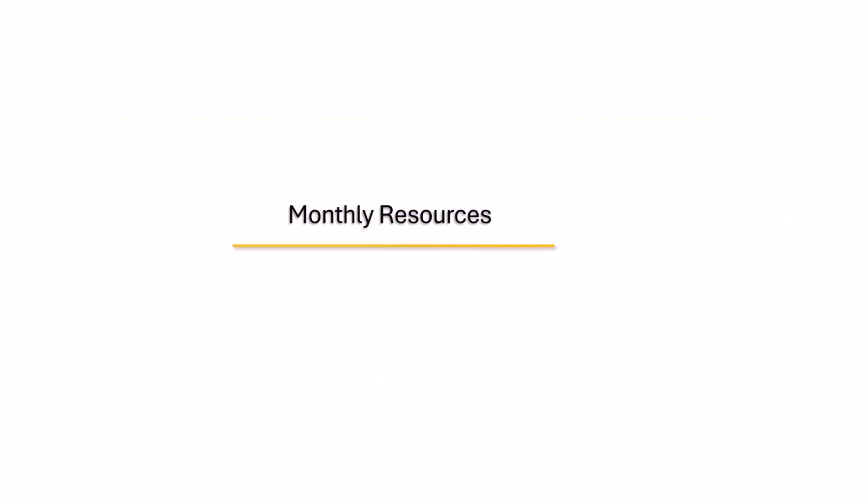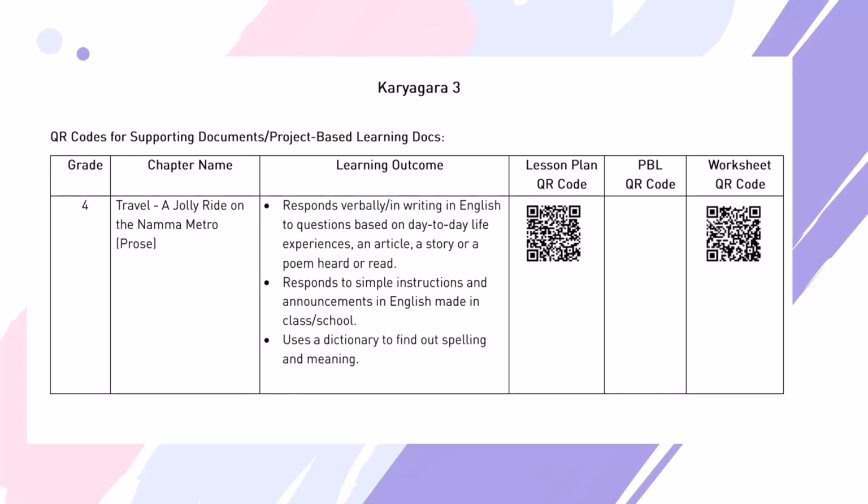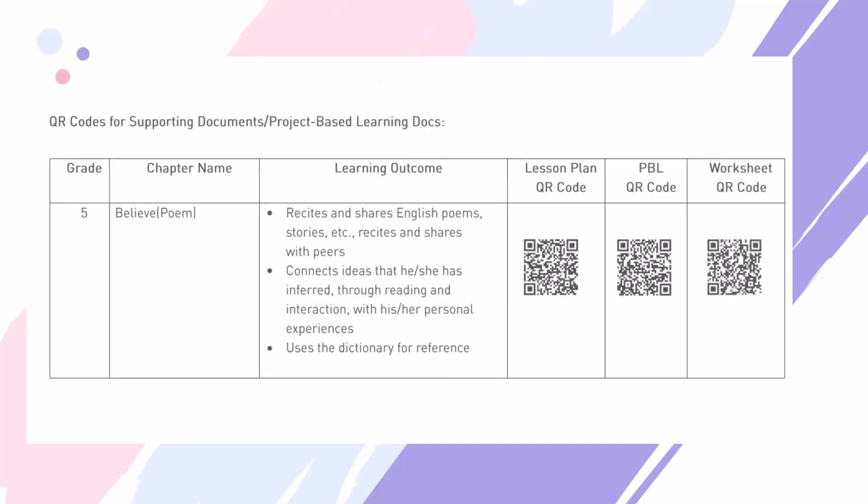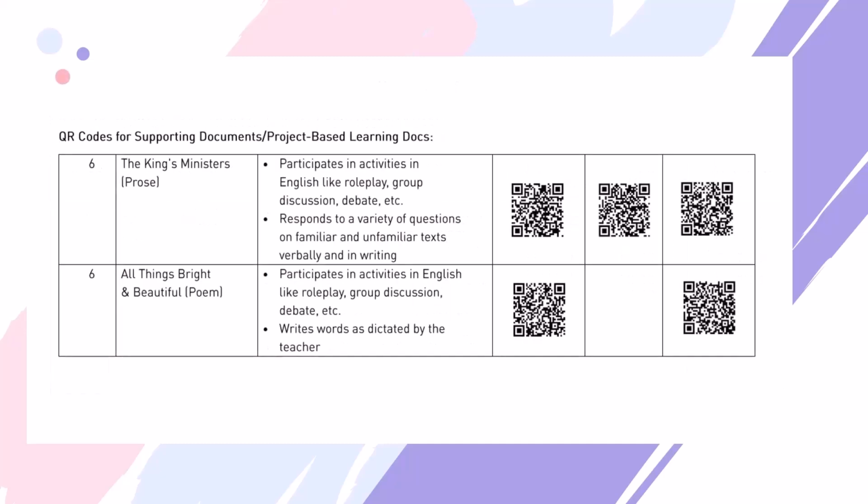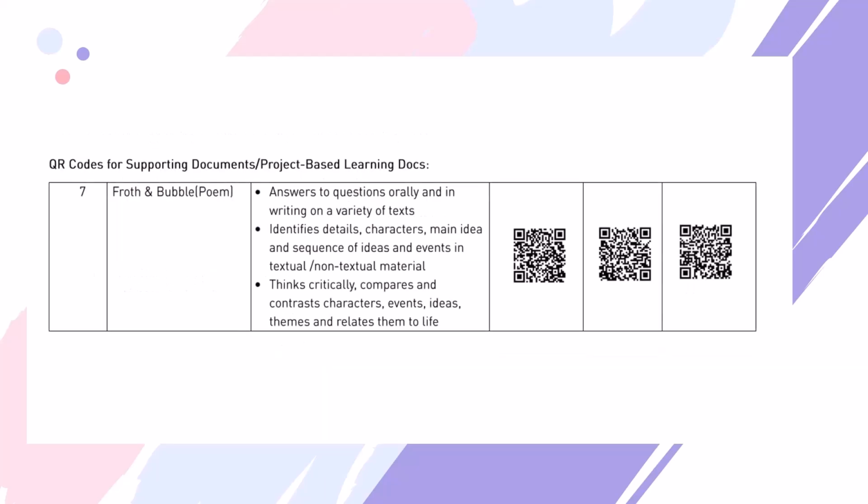Here's a quick sneak peek into the monthly resources available for this month. In Teachopia, you will find files under the name Karyagara 3. Here, QR codes for supporting documents of the October month's resources are provided for you grade-wise. Here, we have grade 4 resources displayed for you as an example. We also have grade 5, grade 6, and grade 7, all of which have been mapped to your academic calendar.